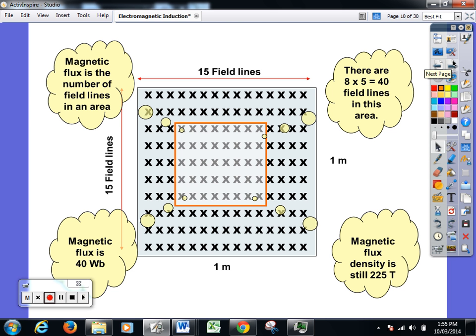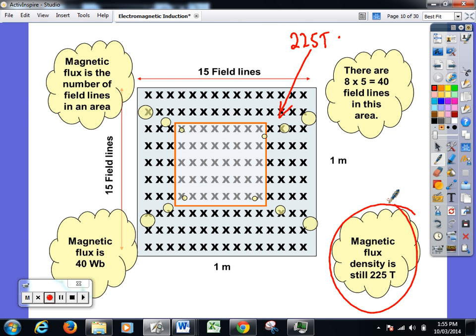Okay, right. Now, here is a way of comparing the two concepts. A few moments ago, we drew this massive big square, which has a 1 metre by 1 metre field, and there are 225 lines in here. So we know that this field in here is 225 Tesla. The magnetic flux density, which is another way of saying the strength of the field, the magnetic field strength, is 225 Tesla. Because if you were to draw a massive big square of 1 metre by 1 metre, there'll be 225 lines in it.